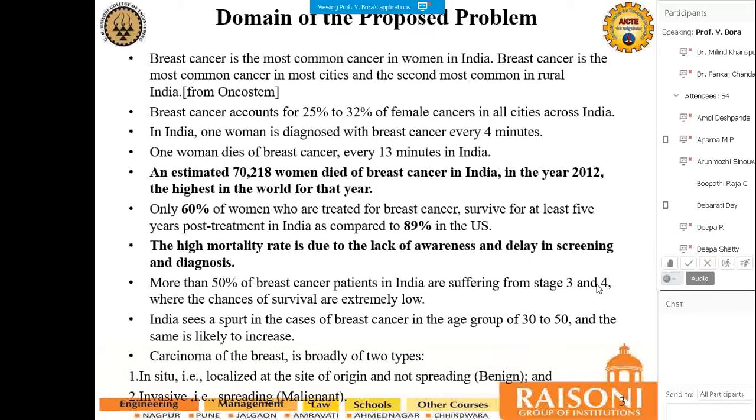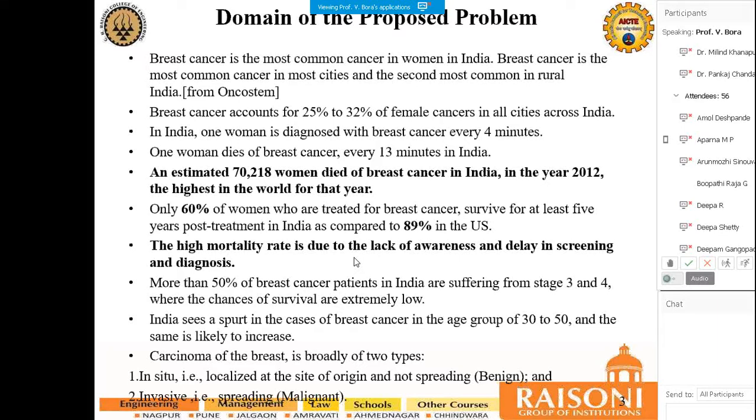70,218 women died because of breast cancer. So now how are things going? In the US, there is an 89% survival rate post-treatment, and in India it is 60%. The highest mortality due to breast cancer is because of lack of awareness and delay in screening. In India, it is normally detected in stage 3 and stage 4, and because it is detected in the later stages, the survival rate is very low. So all these are the problems with the domain of the proposed problem.